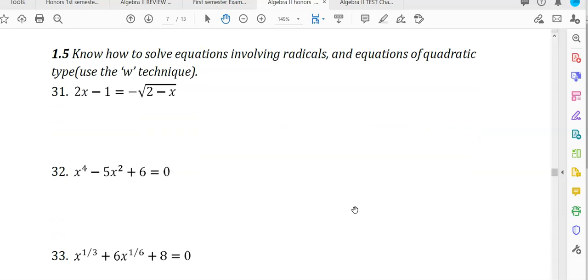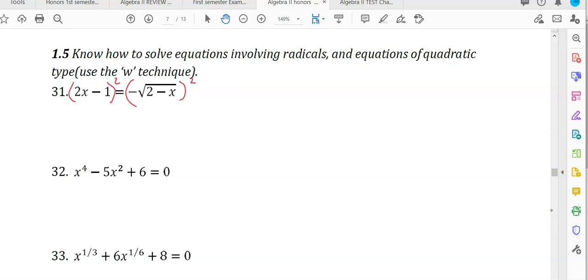Okay, so using the W technique, so this one's going to be kind of strange, or like this one you don't really use the W technique, but I think the next two you could. This one's just kind of strange. So you want to isolate the absolute value. I guess we're going to square both sides here. So this could get a little crazy.